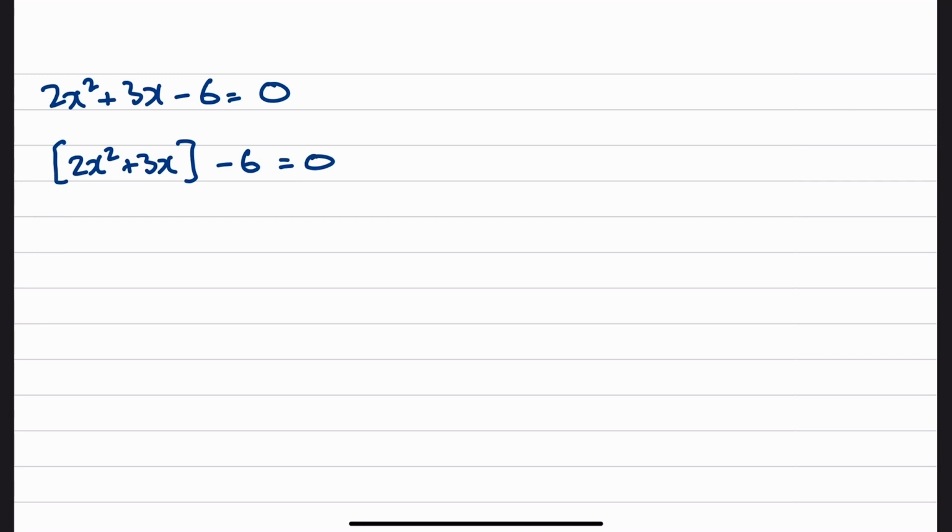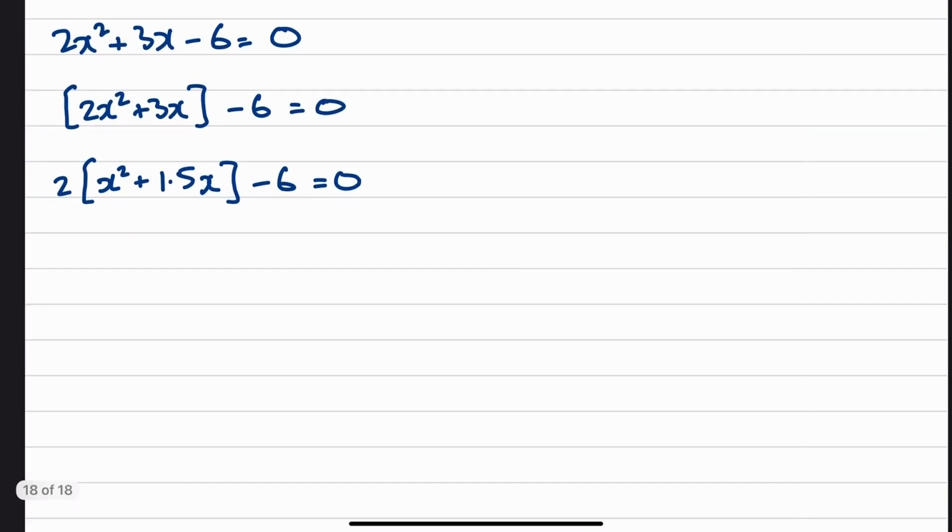So we factor out whichever coefficient x squared has. In this case it is 2, so we factor 2 out, and what we're left with inside the bracket is x squared. And when you factor out 2 from 3x, we'll be left with 1.5x minus 6 equals 0. And now we can continue on to completing the square.